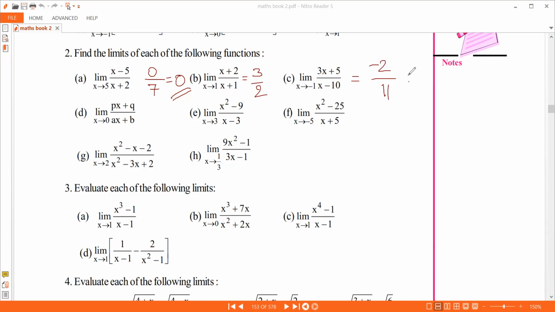Next is px. Then this is 0. No, this is not 0. Plus q by a in p. Q by b. Yes, very good. Q by b. Next. 3 square. Oh, this is 0. 3 square, 3 into 9. 9 minus 9, 0.